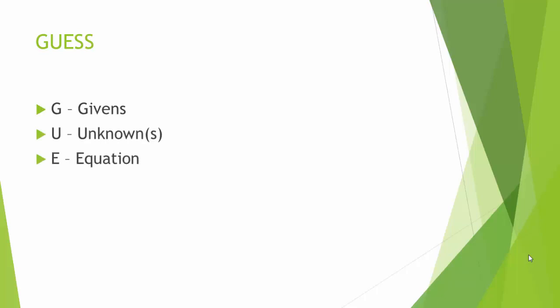So what is it exactly? Well, the G stands for givens. The U stands for the thing we're supposed to find. E stands for the equation we're going to use to find it. S is substituting in the givens. The second S is calculating the unknown. Okay, let's go through all of these in order.